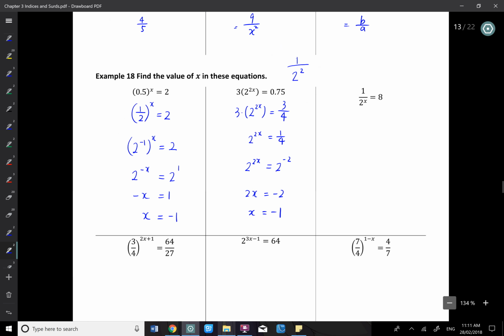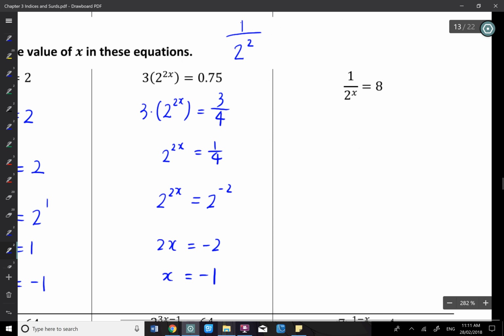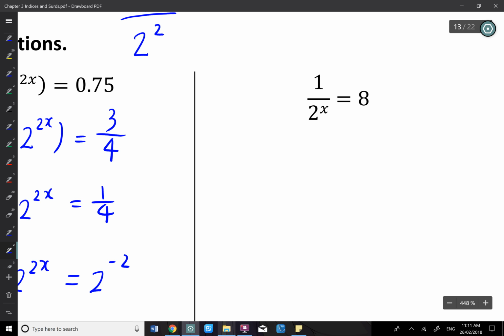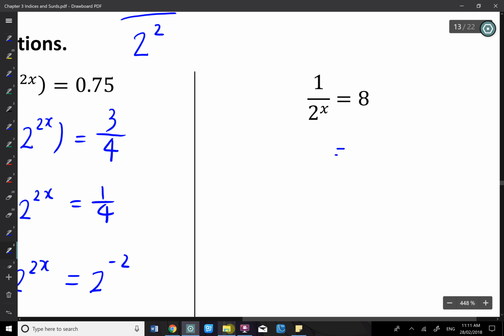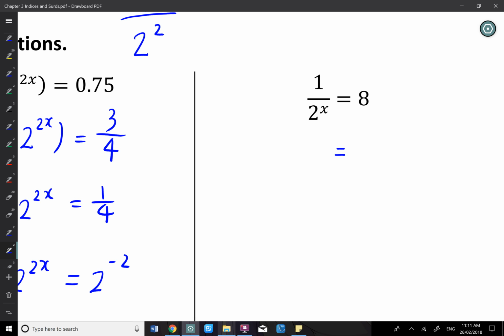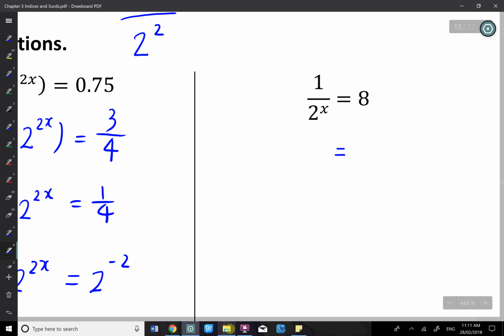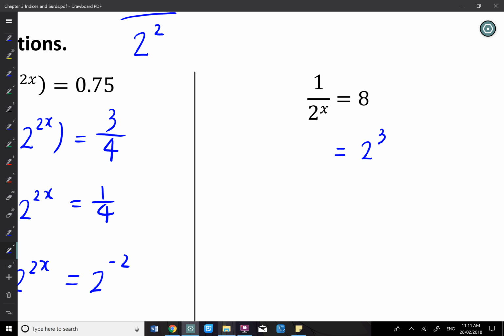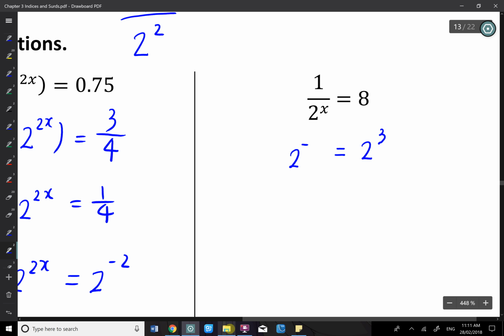Okay, let me show you one more like this one. On this side, you can see 8, and you can see 2 to the power of something. If I put 8 into a power, what would you put on the right-hand side? 8 will change to 2 to the power of 3. How about the other side then? That's 1 over. Yeah, negative x, because it's the reciprocal. So negative x equals 3, and x will be negative 3.